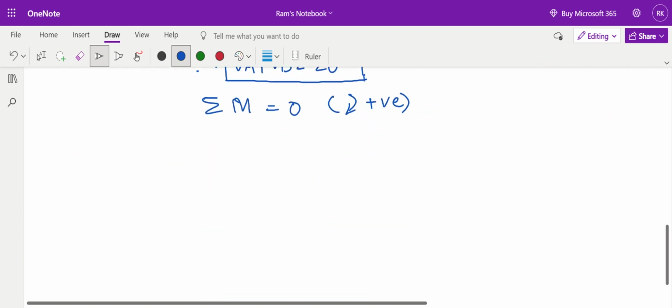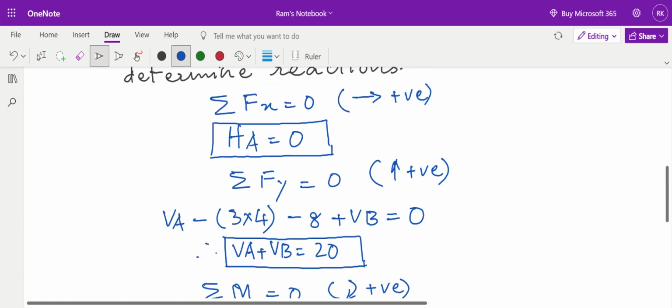Since it's a first numerical, I am writing this. Next time onwards, one need not write this HA into 0. This is just for the understanding of the students. HA into 0 because there is no perpendicular distance. VA into 0. There is no perpendicular distance between VA and A.